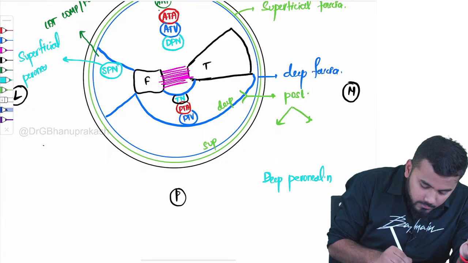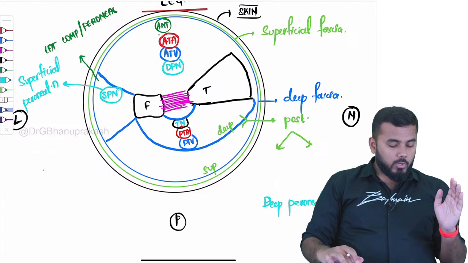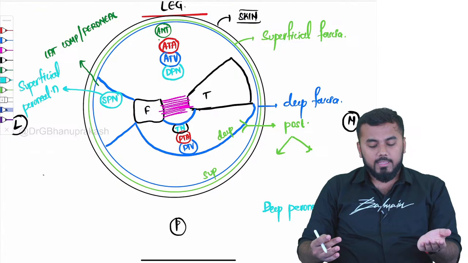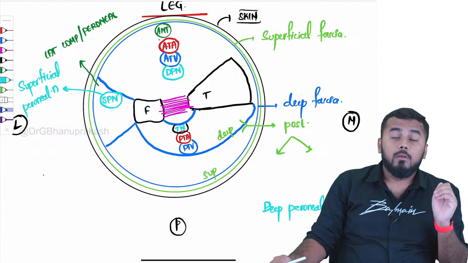Superficial peroneal nerve. Now, you can have a doubt here. What is that doubt? Sir, you told me anterior tibial artery, posterior tibial artery, anterior tibial vein, posterior tibial vein. You also told me deep peroneal nerve, tibial nerve. Then in the lateral compartment, there is only one nerve. You did not mention any artery and vein. Why? Because in the lateral compartment, we don't have any artery, we don't have any vein.